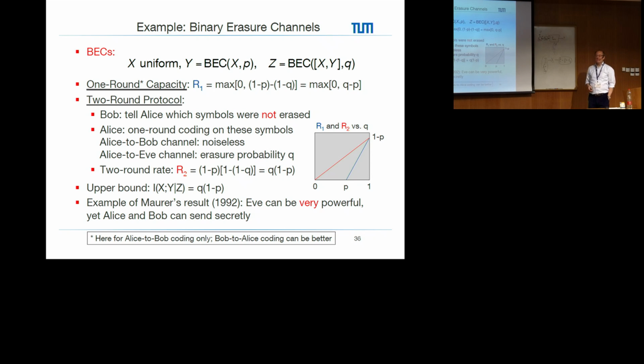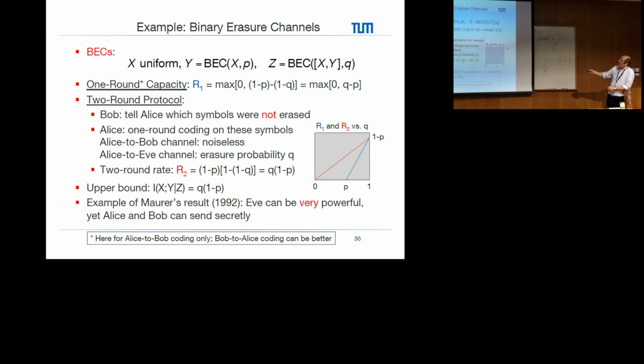Let's do binary erasure channels. Suppose we have the following model. X is a uniform random variable sent through a binary erasure channel to Bob with erasure probability P, and let's suppose Eve sees both X and Y, both of them, so there's no Markov chain. I want to get rid of this Markov chain to make the problem a bit more interesting. So Eve sees both with erasure probability Q.